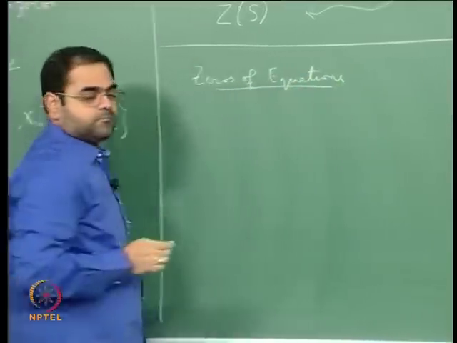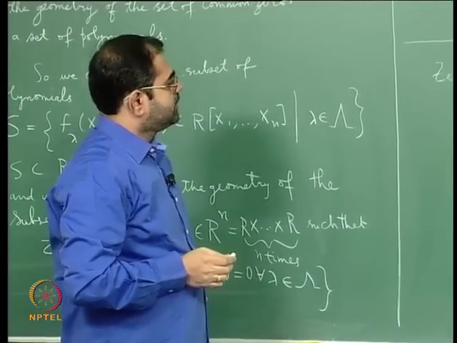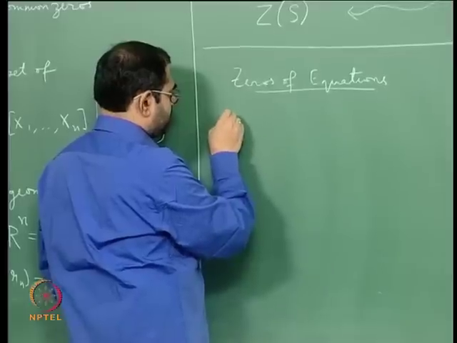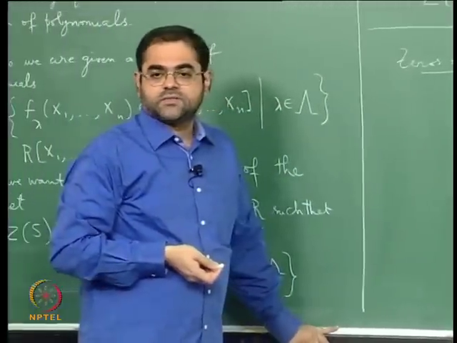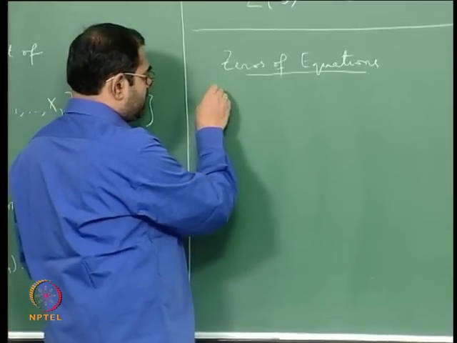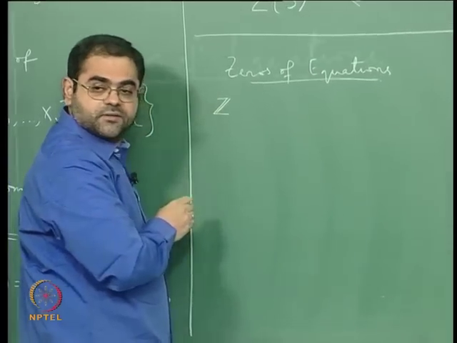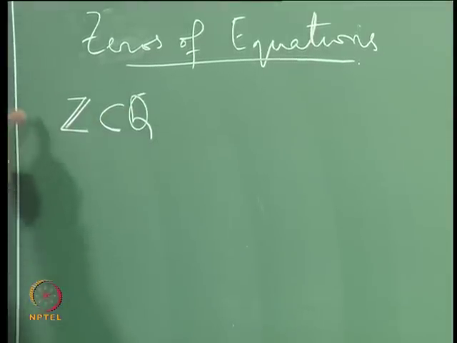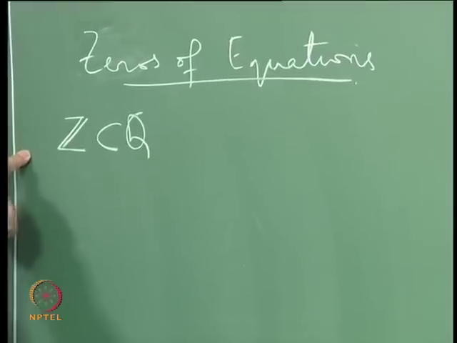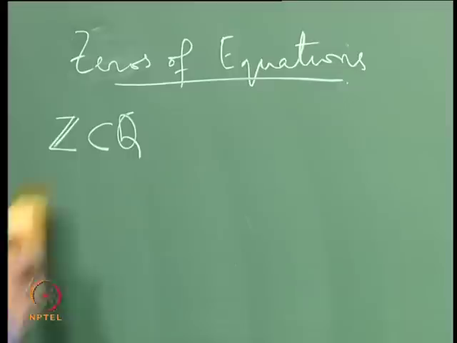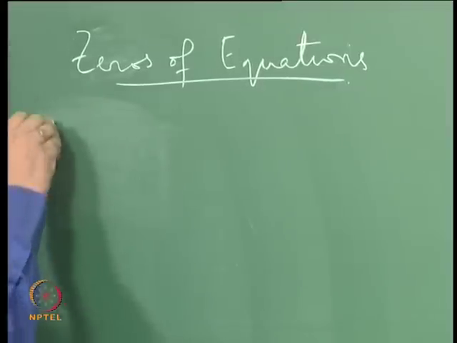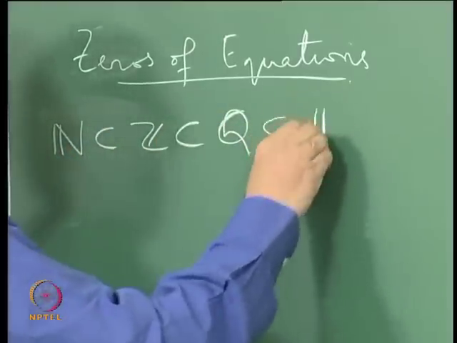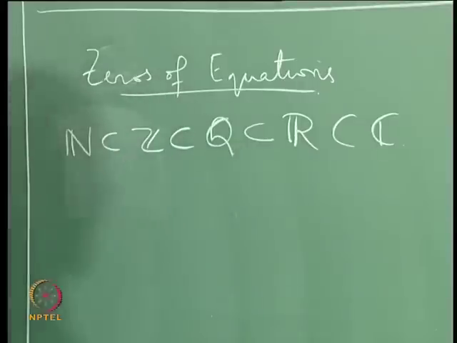As you would have come across in any first course in algebra, we usually start with integers, and then you extend them to rational numbers. Of course, you could also take natural numbers before this. I can take natural numbers, then extend them to integers. Then there is the field of rational numbers, then the field of real numbers, then the field of complex numbers. This is how it goes.